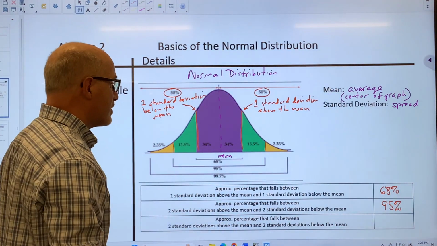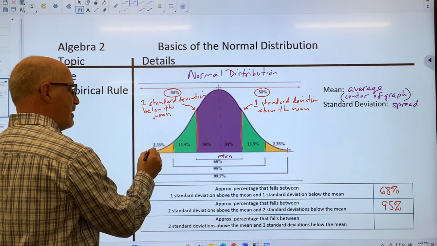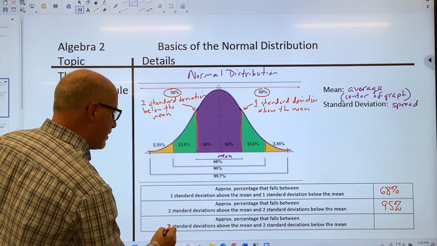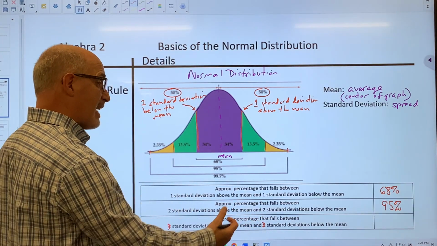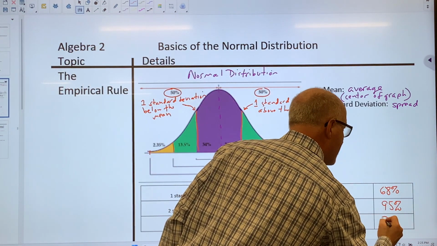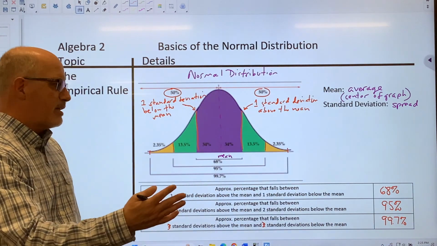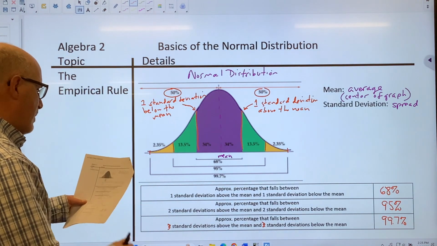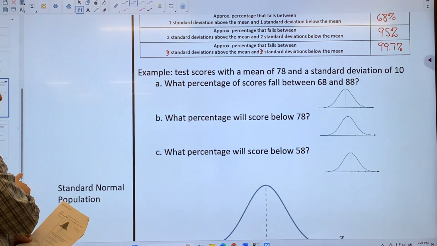So it's 95%. That's most of the data. But if we go even further, let's say out to 3 standard deviations above and 3 standard deviations below, and add up all of these numbers, we get approximately 99.7%. That is almost all of the data will fall within 3 standard deviations above and below. So now we're going to talk about some specific problems.